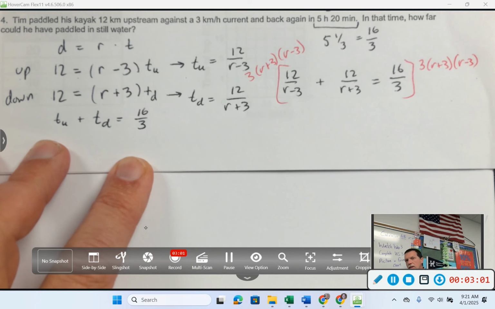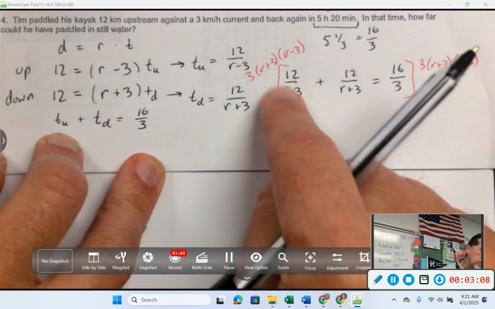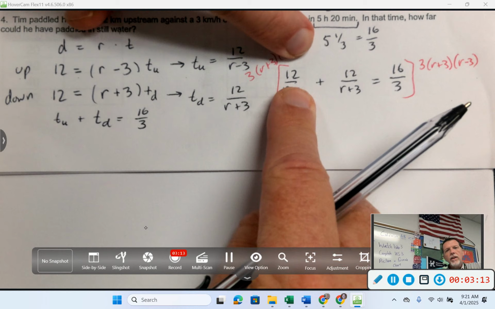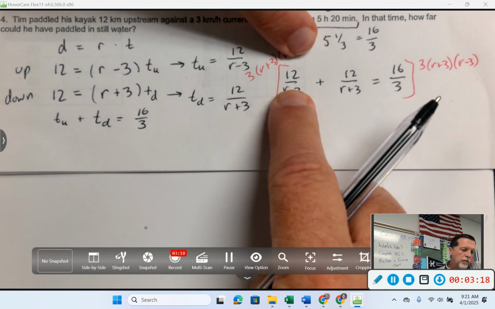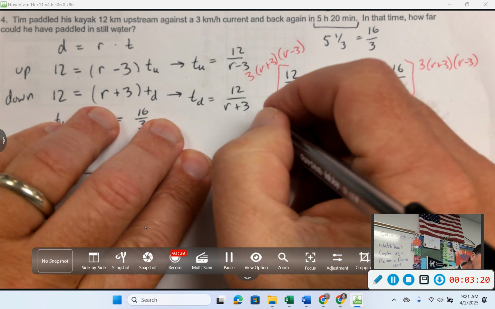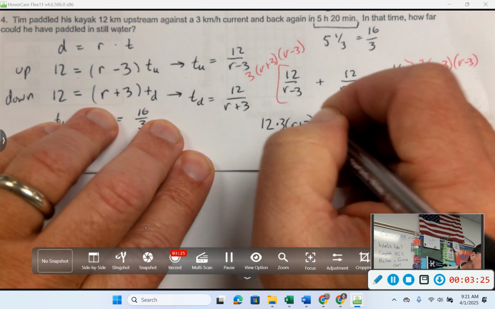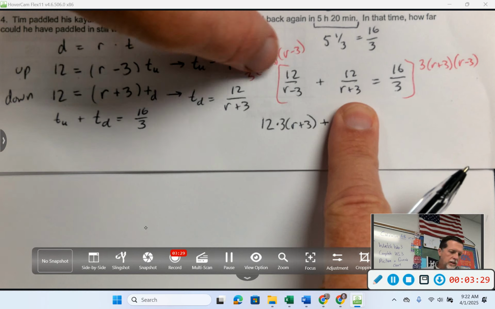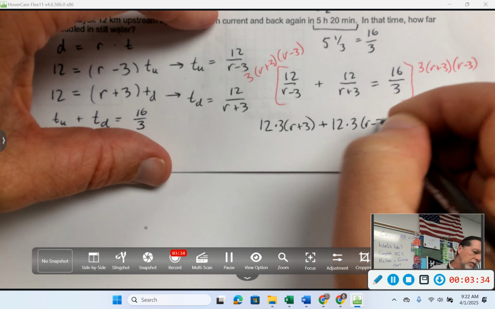You will have a calculator on this test, so at any point you need it, it's fine, except it's really not going to help here because we're dealing with R's. So on the first one, the R minus 3's cancel. And remember, I don't want to mark them out because then I might mess up the rest of the problem. So cover them up. The R minus 3's cancel. That leaves 12 times 3 times R plus 3. On the second term, the R plus 3's cancel. That leaves 12 and 3 and R minus 3.